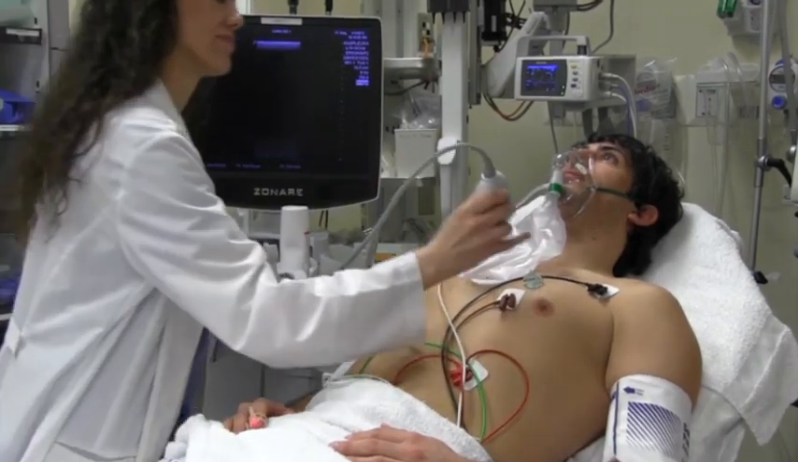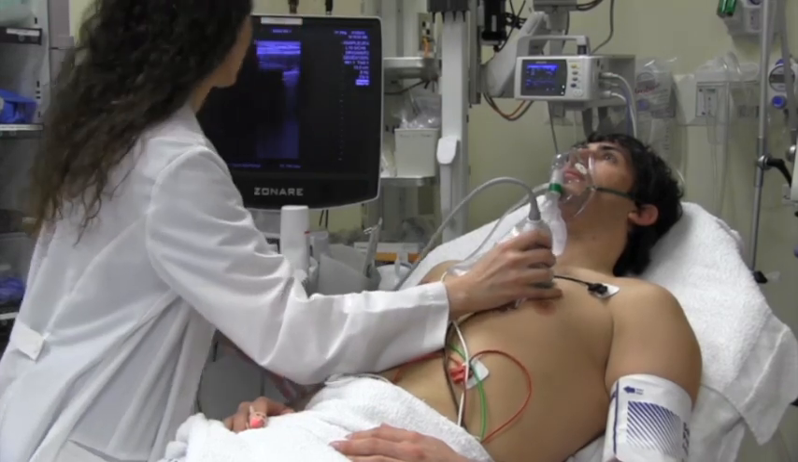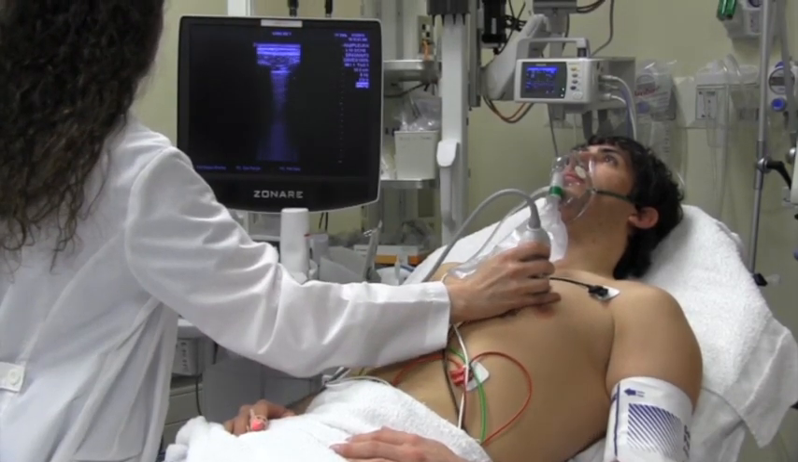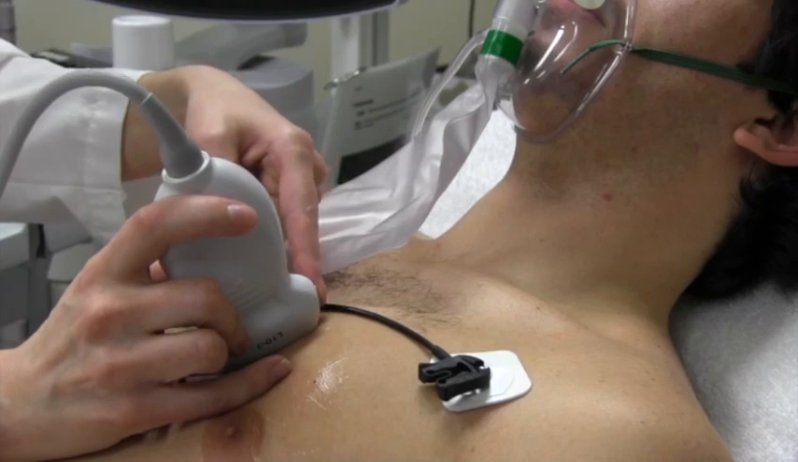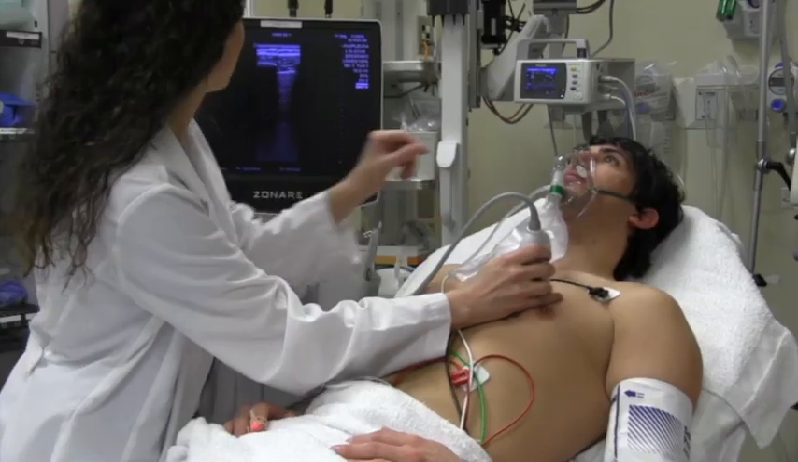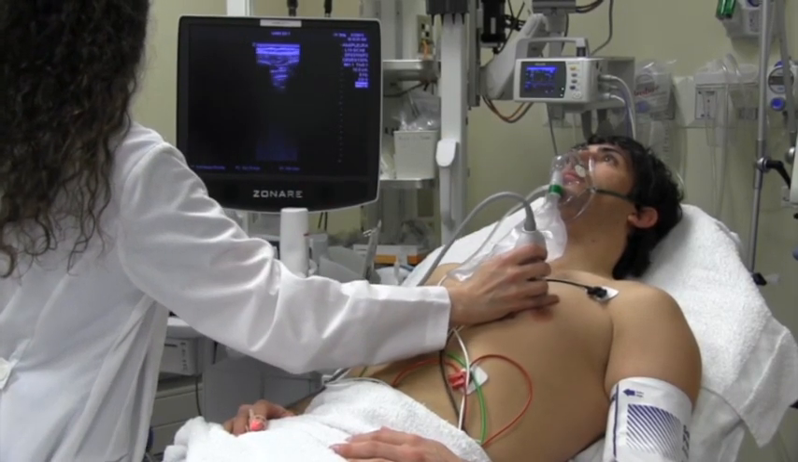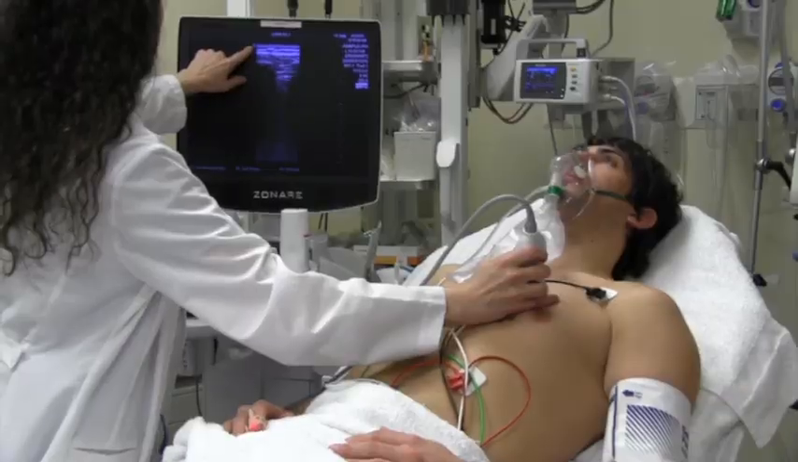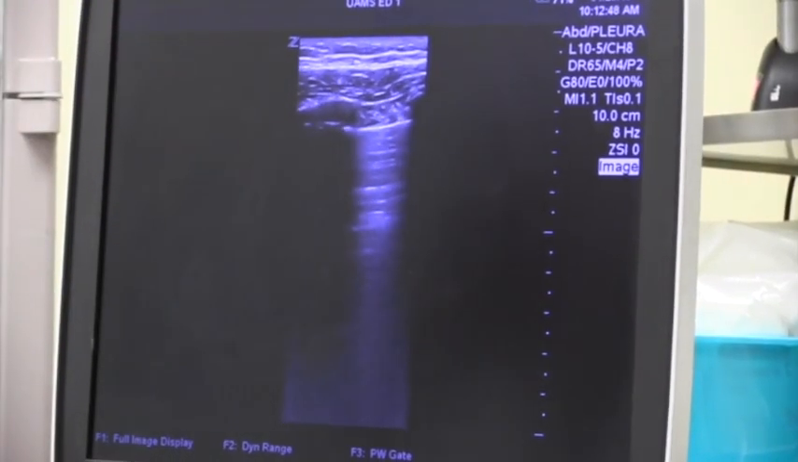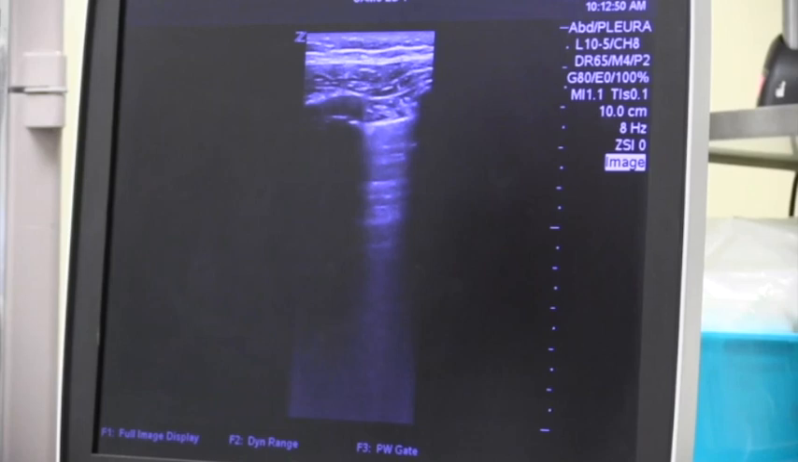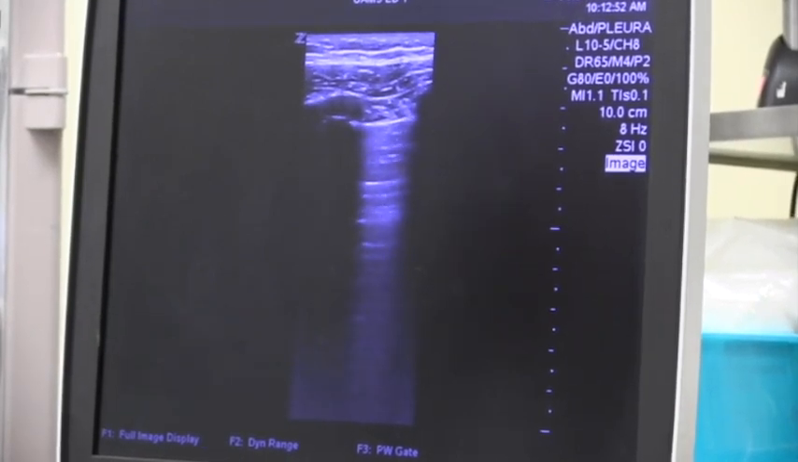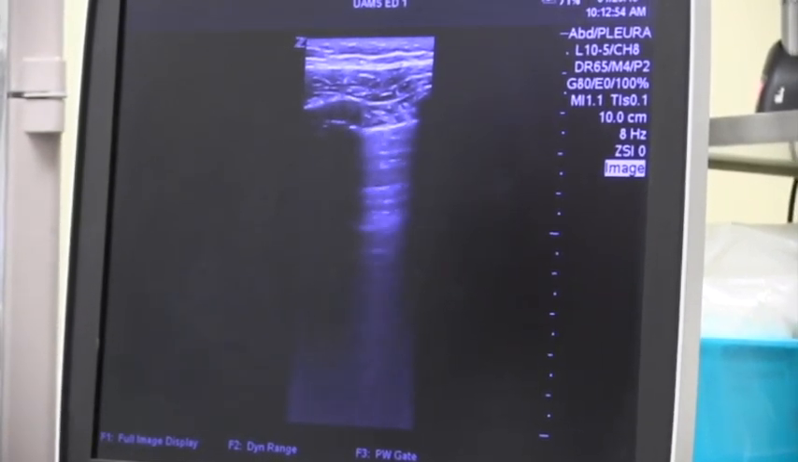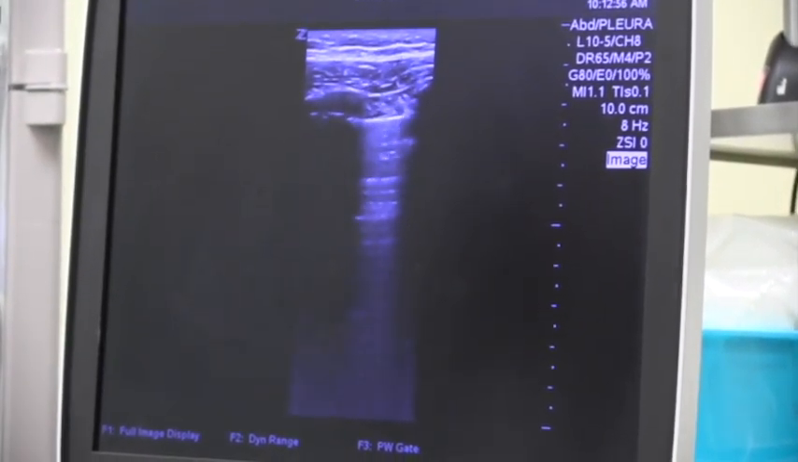We're going to look at the lung in the sagittal plane. For this, the transducer should be placed with the probe indicator pointed towards the patient's head. On the ultrasound screen, the indicator marker corresponds with the transducer indicator, so the patient's head is towards the left side of the screen. The pleura and lung space can be examined in the spaces between the ribs.